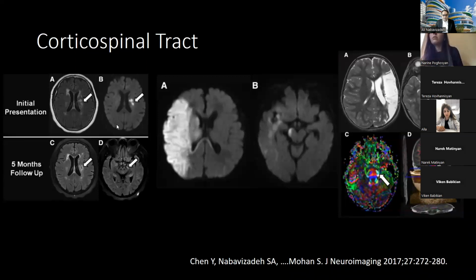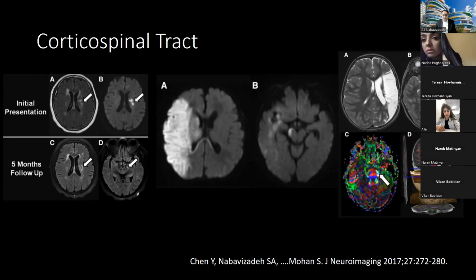on the left side. And then after 5 months, the infarct is now chronic. It's a chronic lacunar infarct, but you can see abnormal signal intensity in the cerebral peduncle, indicating Wallerian degeneration of the corticospinal tract.